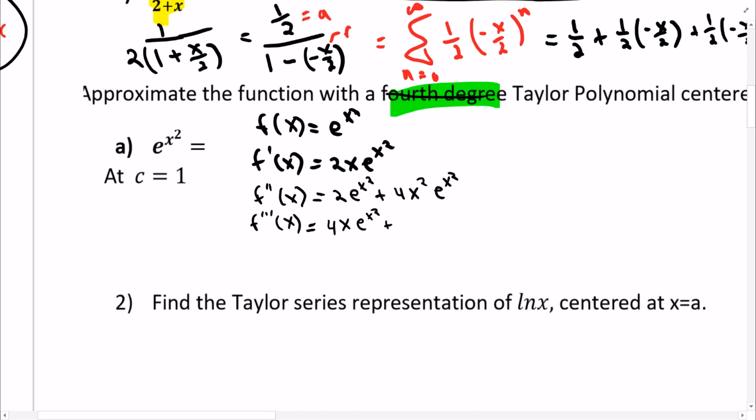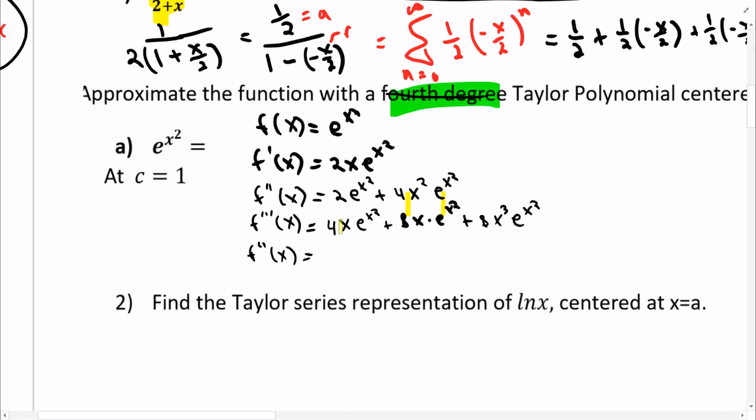Plus, now we're taking the derivative of this over here, which is going to require product rule. So we do the derivative of the first piece, which is 8x times e to the x squared. And then we're going to add that to the derivative of e to the x squared, which is 2x e to the x squared. So it's going to become 8x to the third e to the x squared. And then we're going to find the fourth derivative. One more derivative here.